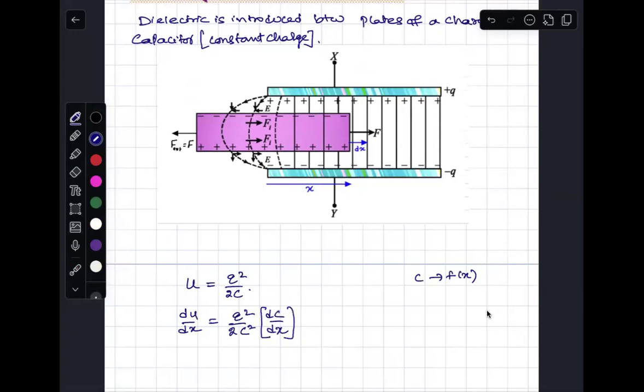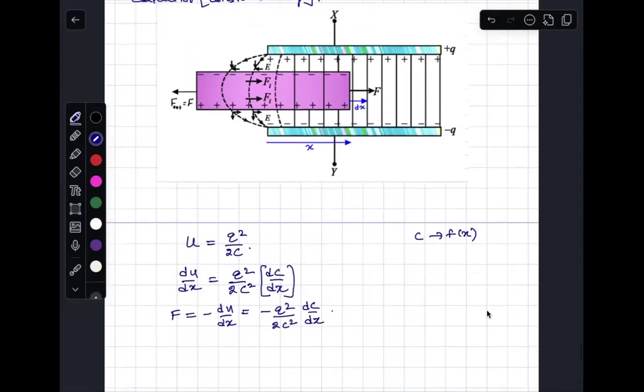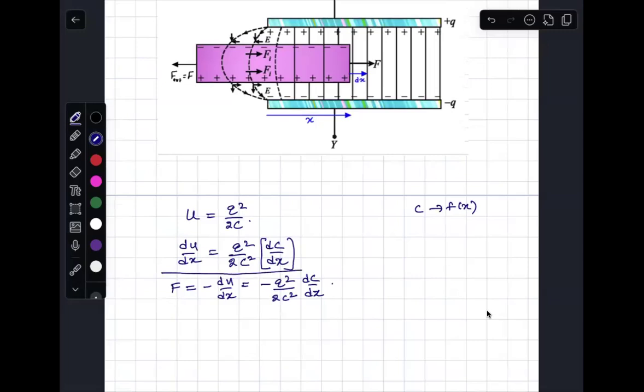Obviously, it is constant. Now, what is going to happen? A conservative force can be represented like this, which can be written as dC by dx. So this is the inward force experienced by the dielectric.